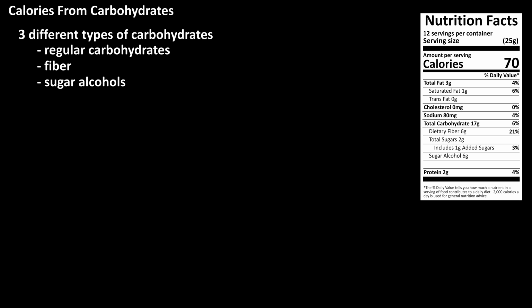For 1 serving size, we see for total carbohydrates, it lists 17 grams. This 17 grams of total carbohydrates includes regular carbohydrates, fiber, and sugar alcohols. To find the number of regular carbohydrates, we need to deduct the 6 grams of fiber and the 6 grams of sugar alcohols that the label lists.